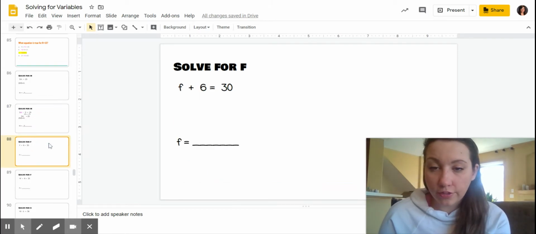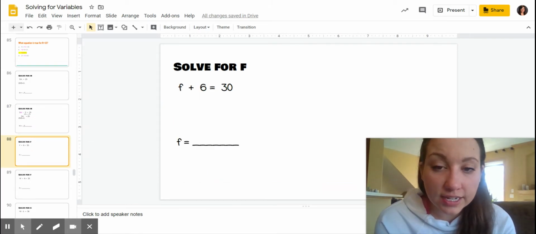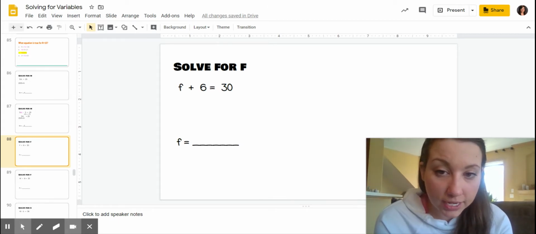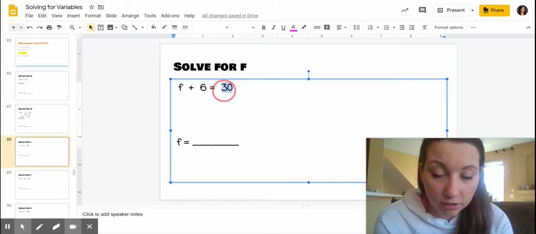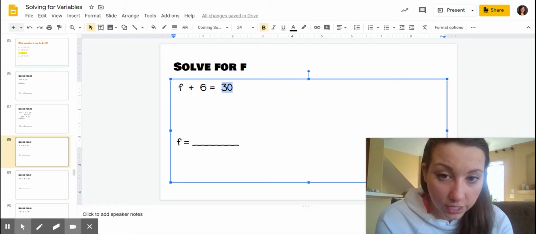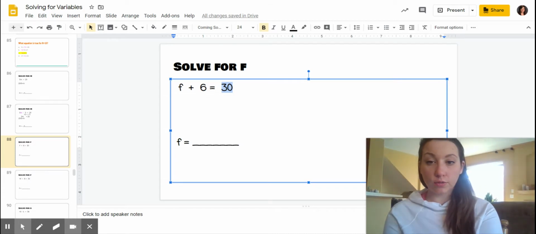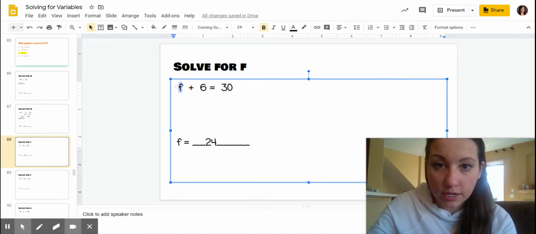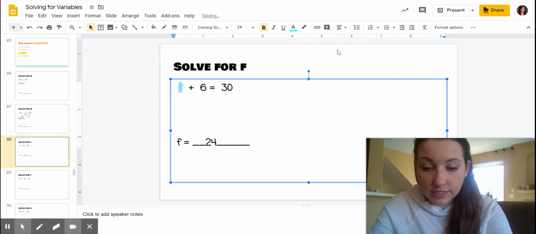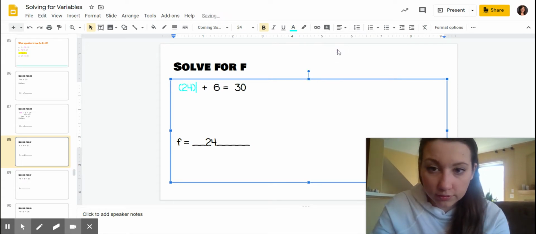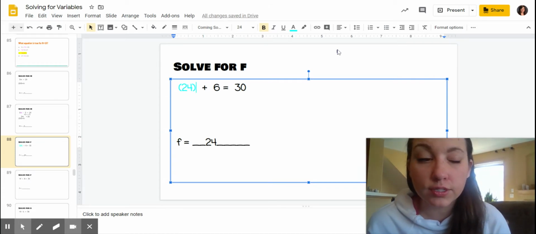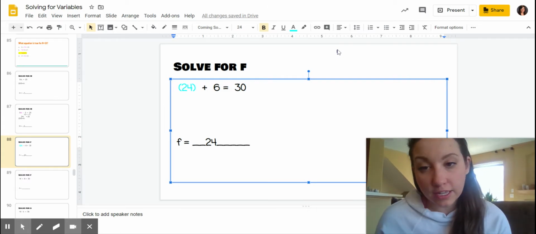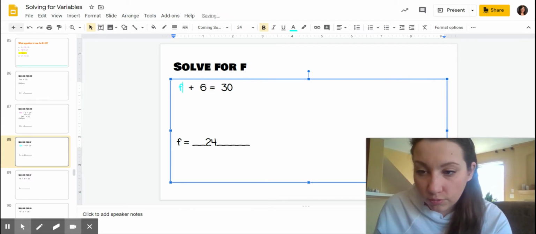Let's try another. F plus 6 equals 30. I know that if I minus 6 from here and minus 6 from the answer, I'll get what F is equal to. 30 minus 6 is equal to 24. Put it in the equation to see if it makes sense. So instead of saying F, say 24. I just put it in parentheses to remind fourth graders that this is a variable spot. 24 plus 6, does it equal 30? It does. We know that we were correct with that answer.